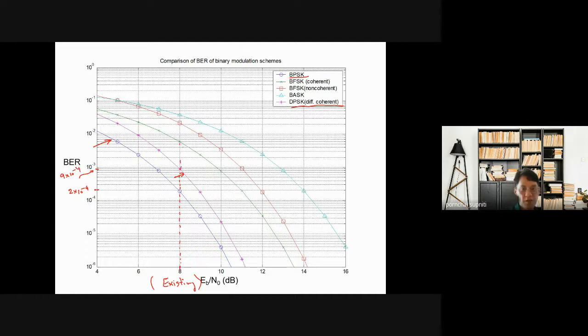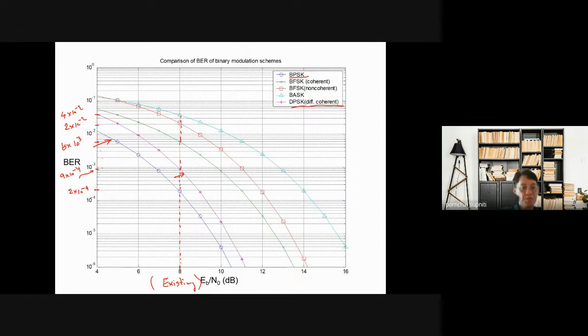If you use the third line, which is BFSK coherent, then you can have a bit error rate of only 6 times 10 negative 3. If you use BFSK but with non-coherent detection, then you can have a bit error rate of 2 times 10 negative 2. And if you decide to use ASK, then your bit error rate becomes 4 times 10 negative 2. Okay, so this is what it is.